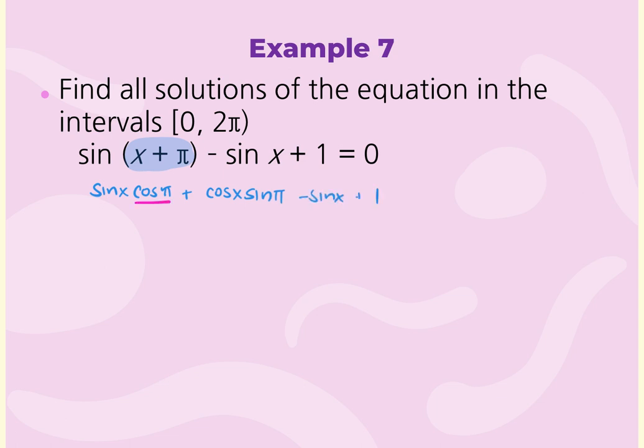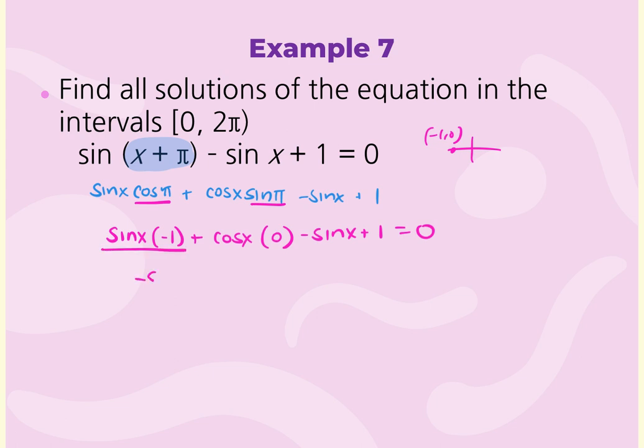And then cosine of pi and sine of pi, we can find because pi is on our unit circle at -1, 0. Sine of x will stay that way. Cosine at pi is -1. Cosine of x will stay that way. Sine at pi is 0. So this becomes negative sine of x. This becomes 0 minus sine of x plus 1. -2 sine of x plus 1.